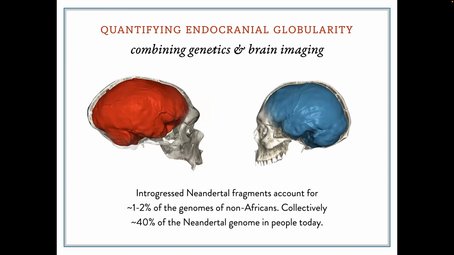So what's happening? To answer that question, my colleagues and I looked at the combination of genetics and brain imaging, and we took advantage of the fact that modern people outside of Africa carry the genetic signature of interbreeding events with Neanderthals inside their genome. So all of us with non-African ancestry carry around 1 to 2% of Neanderthal genes in us. And because these genes are scattered across the genome, and your Neanderthal genes differ from mine, we can collectively reconstruct around 40% of the Neanderthal genome from modern day people.